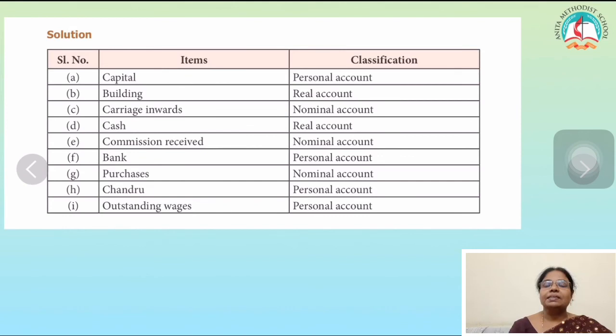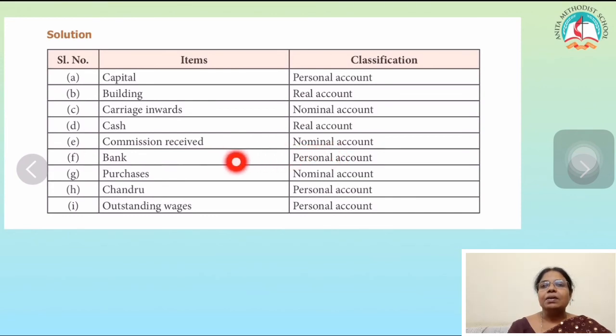Children, now we will classify whether the following items are personal, real or nominal. Capital is the amount invested by the owner. It is a personal account. Building, property, so it is a real account. Carriage inwards is an expense, so all the expenses are nominal account. Cash, real account. Commission received, it's an income, so it is a nominal account.